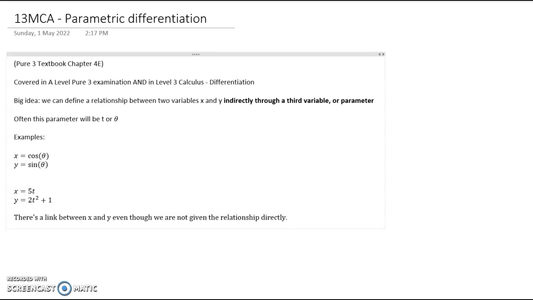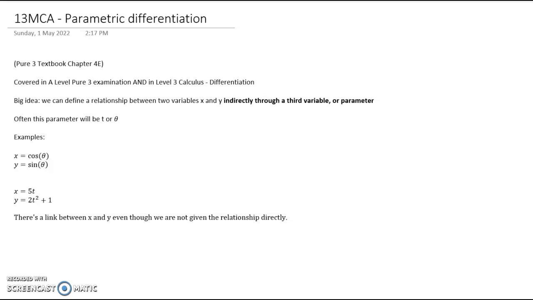Kia ora, Year 12. This video is going to look at parametric differentiation and parametric equations. This topic is covered both in the Pure 3 exam for A-level and also in Level 3 calculus in the differentiation paper. The big idea here is that we can have two variables that are defined indirectly through a third variable. And in just a minute, you're going to go and have a play around with GeoGebra to see how that works.